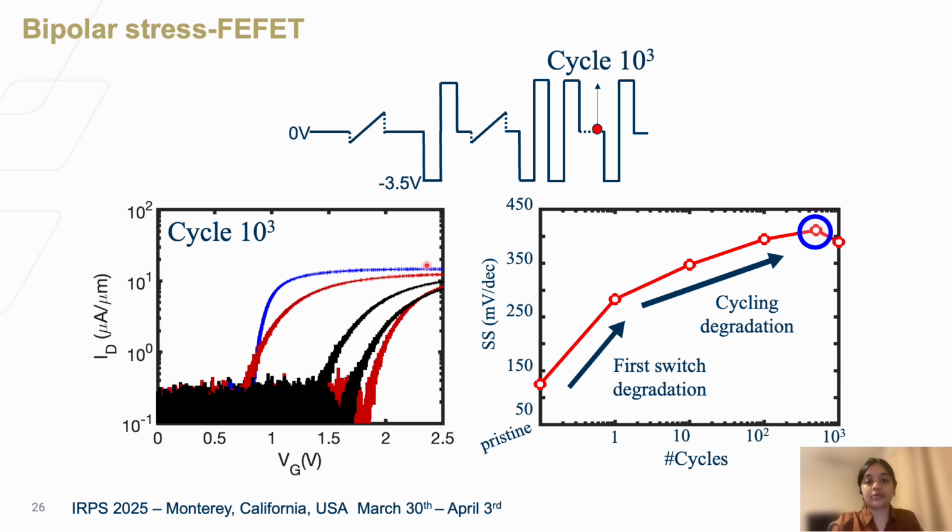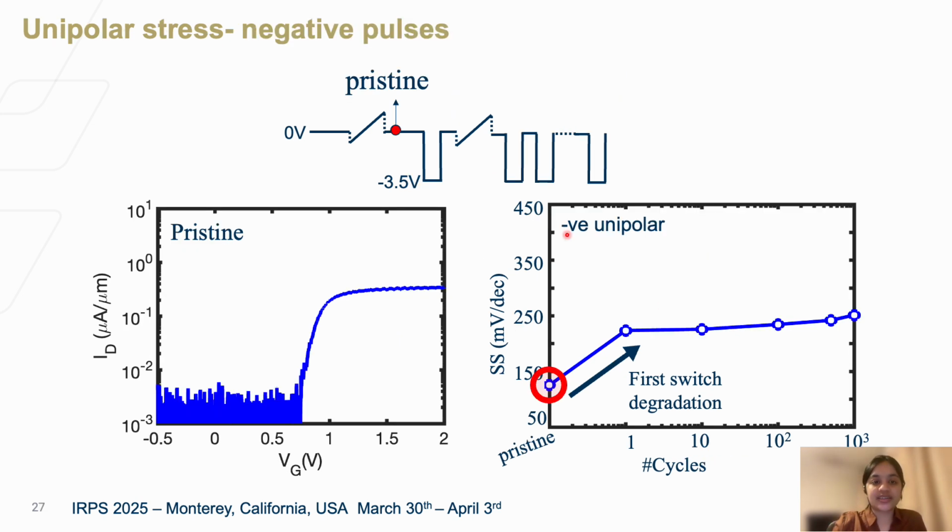Now, we see that with subsequent cycles, that is, when we apply about 10^3 cycles, the SS has further degraded. Now, let us see if this degradation comes from switching the device or simply from voltage application. Again, if we apply an initial read operation, we have a low SS ID-VG curve.